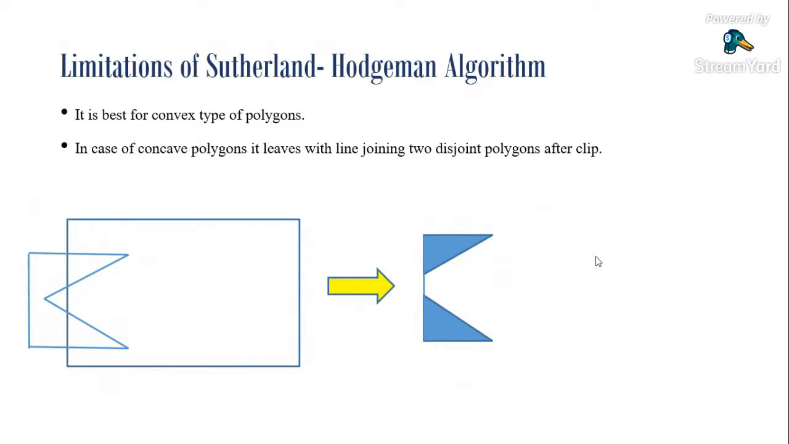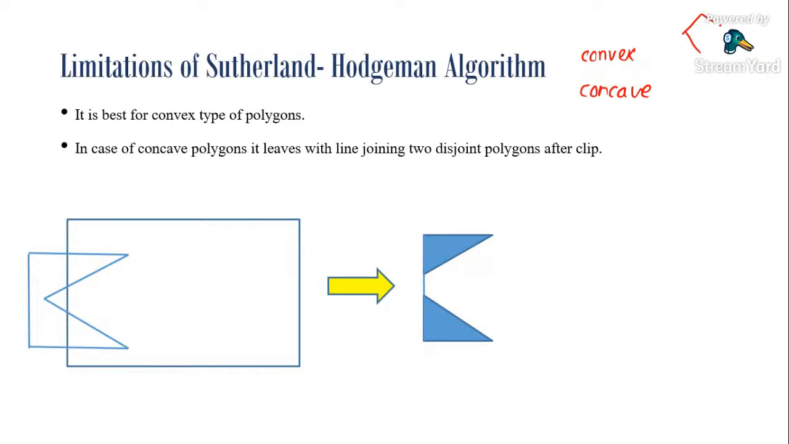Now what are the limitations of the Sutherland-Hodgman algorithm? The limitation of the Sutherland-Hodgman algorithm is that it is best suitable for convex type of polygons. What is meant by convex and concave? We know the polygons are divided into two types, that is convex and concave.